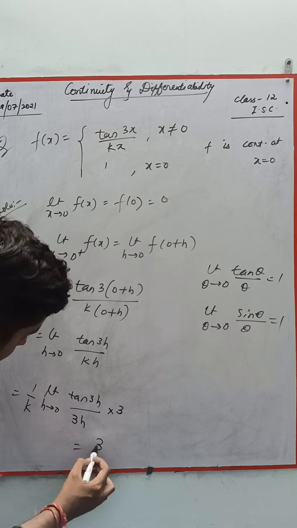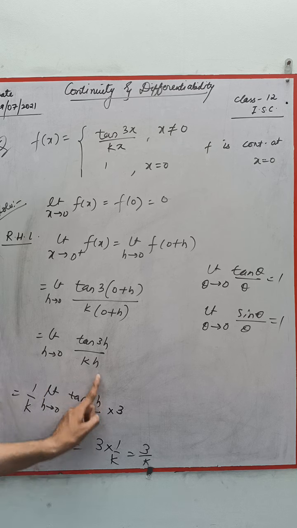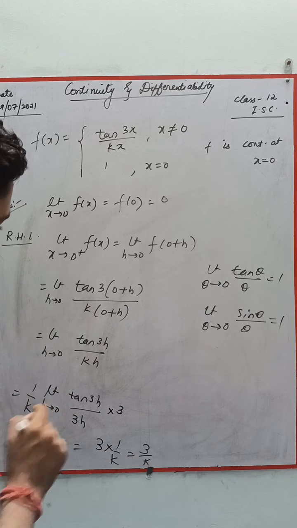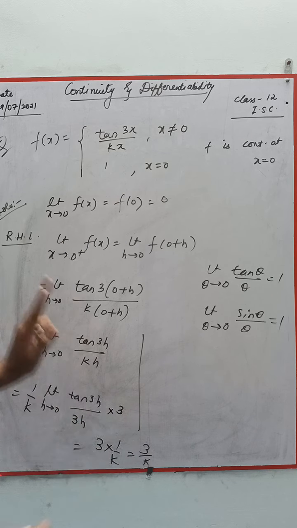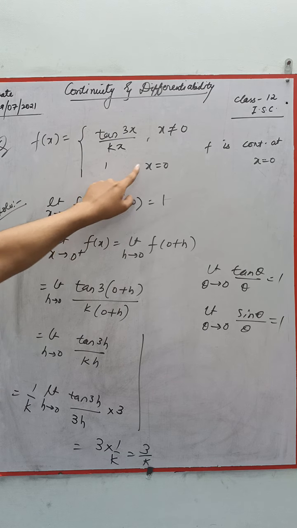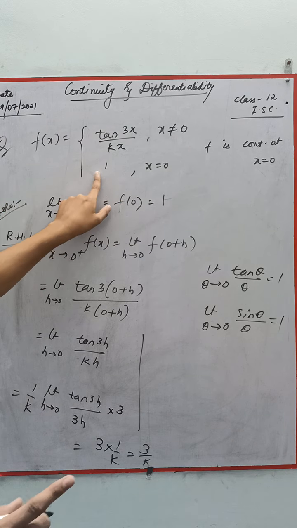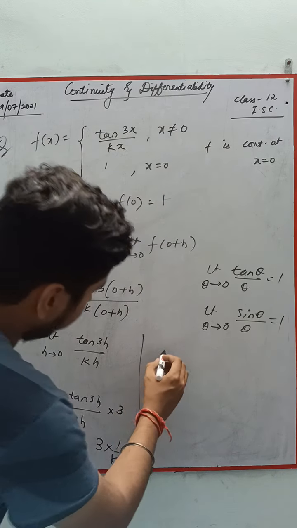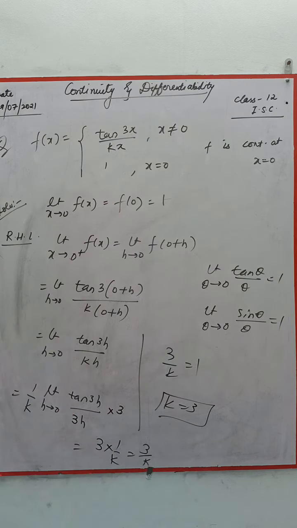We will be left with this 3 and 1 upon k. So 3 into 1 upon k will give you 3 upon k, because this whole quantity is equal to 1 with the help of the identity. Now we can equalize this with the function value. Sorry, this is 1, no? Yes, this is 1, sorry, please correct it. Because the value of the function at x equal to 0 is 1, so 3 upon k is equal to 1, or k is equal to 3. I hope this is clear to you. Now let's see the next question.